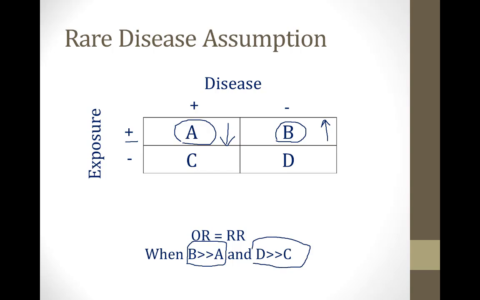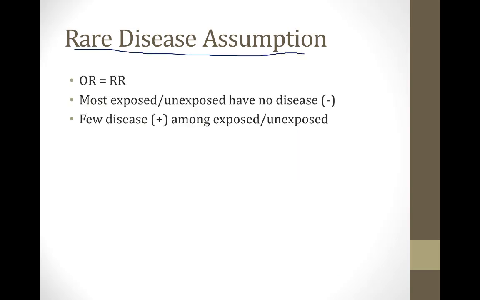And it turns out D is much greater than C also when the disease is rare. So among non-exposed patients, for example, among non-smokers, if lung cancer is rare, then this number for D is going to be very, very high, and this number for C is going to be very, very low. So when the disease is rare, B is going to be much greater than A, and D is going to be much greater than C. And this means the odds ratio and risk ratio will be identical to one another. So the rare disease assumption says that you can calculate an odds ratio and use that as a risk ratio or vice versa if the disease is rare. This means most of the exposed and unexposed patients must have no disease, or another way to look at it is there have to be very few disease-positive cases among the exposed and unexposed.